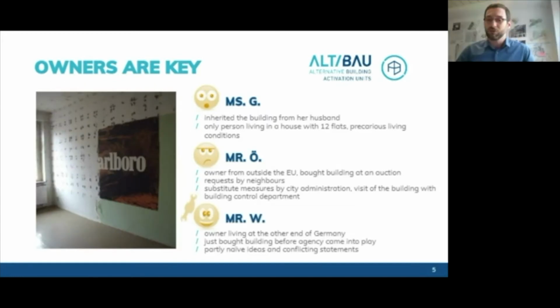There's also a young owner who wasn't from Chemnitz, from the other end of Germany, and who bought the building just before the agency came into play, and who came in with somewhat naive ideas and some conflicting statements of what he wanted to do. So this is what we found, and this is kind of the scope of owners that we came in contact with.